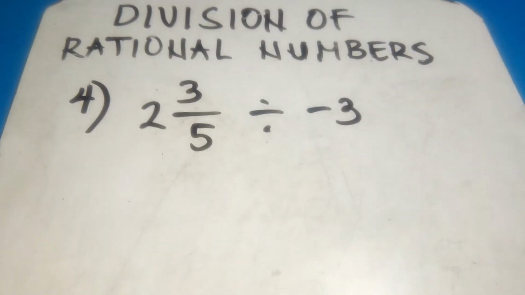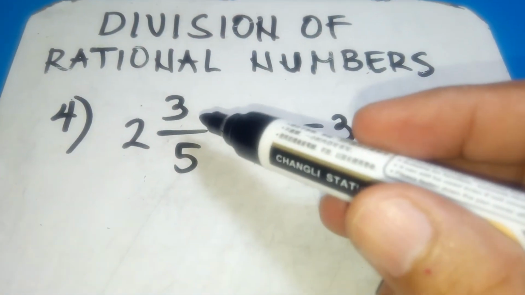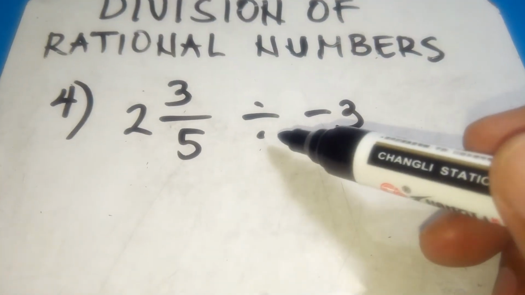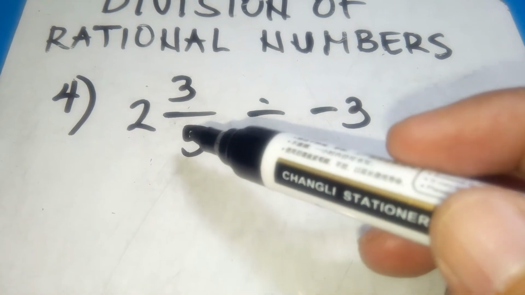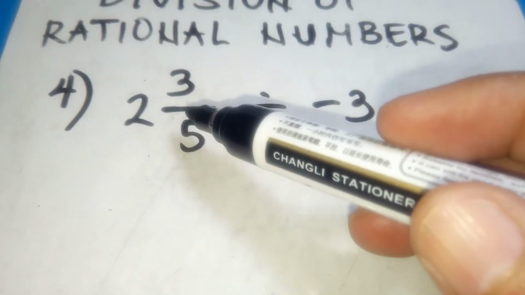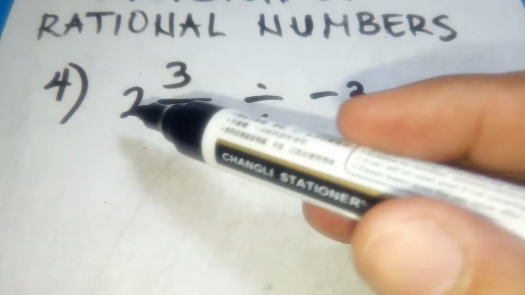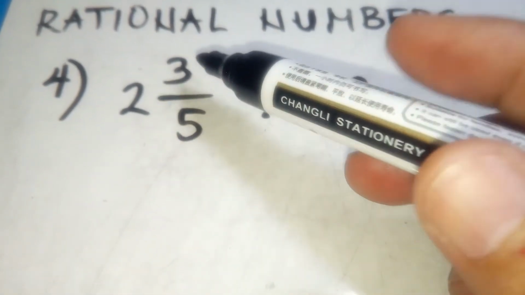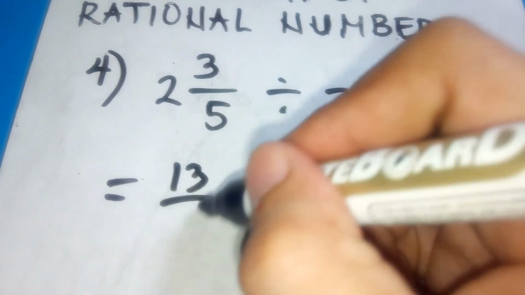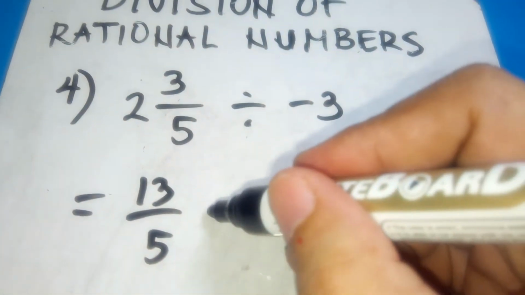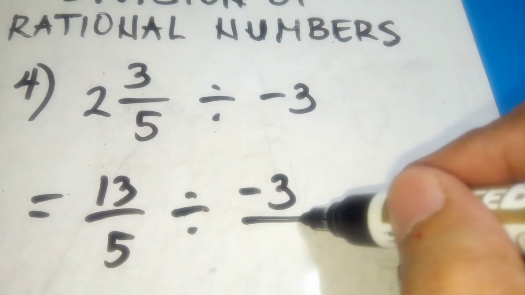Let's proceed to example number 4. That's 2 and 3/5 divided by -3. Our dividend is a mixed number, so we'll have to convert this mixed number to an improper fraction. That's 2 times 5, 10, plus 3, so that's 13 over 5. Then divided by -3 over 1.